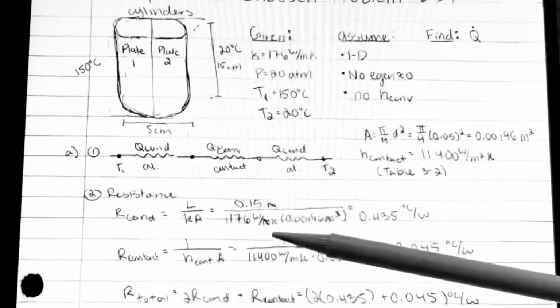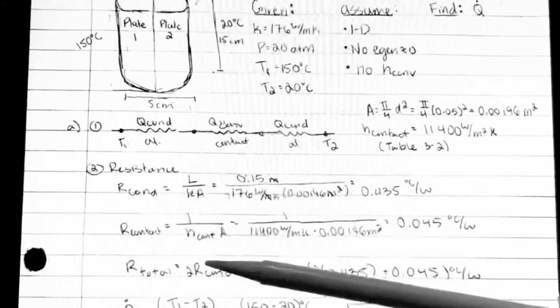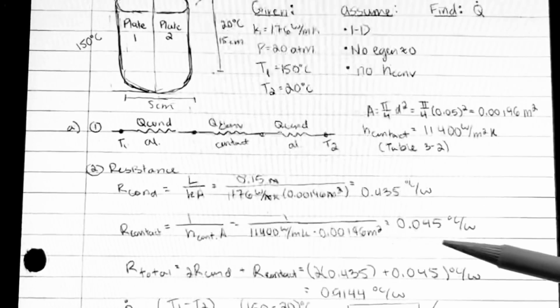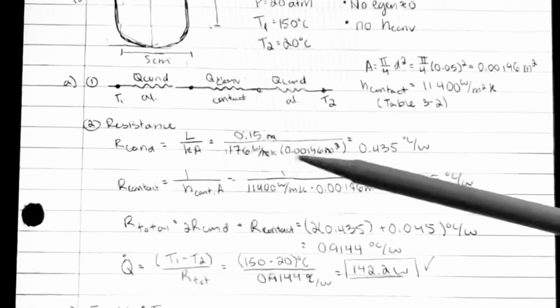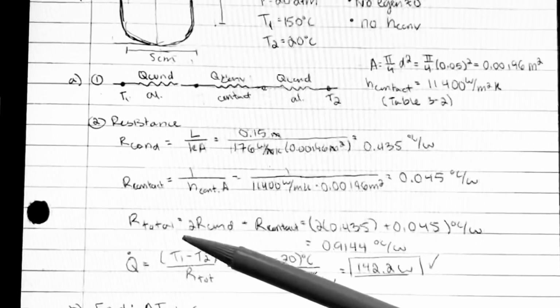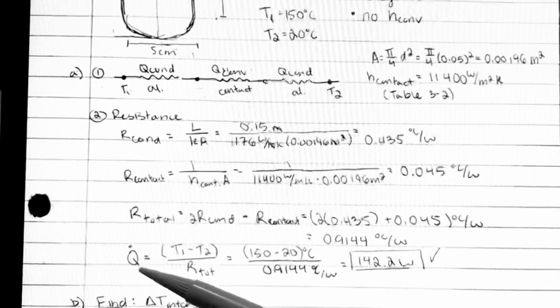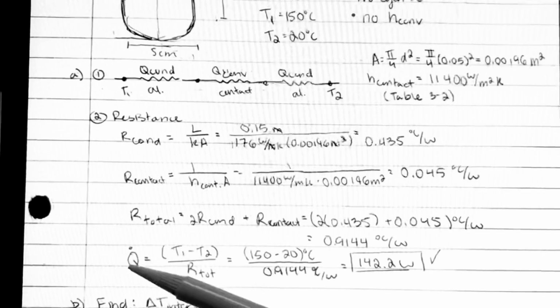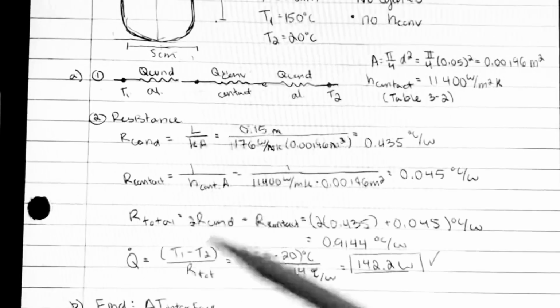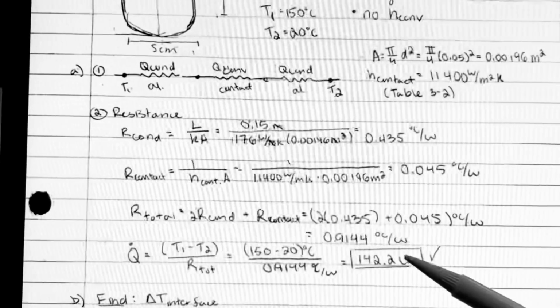From there, she defined each resistor through their variables as well as through their numbers. She proceeded to plug all of the resistors together to find the total resistance of the system and plug that resistance into the heat transfer of the system from T1 to T2, concluding to an answer of 142.2 watts.